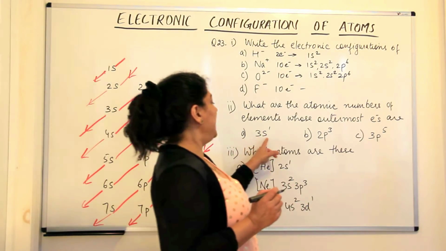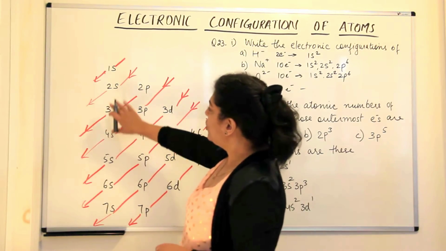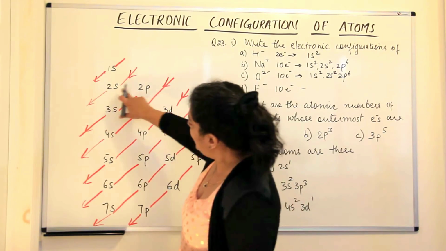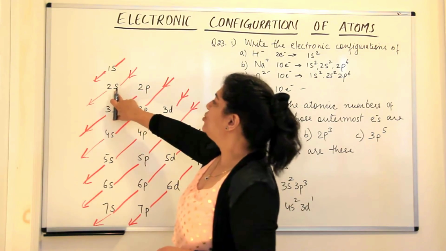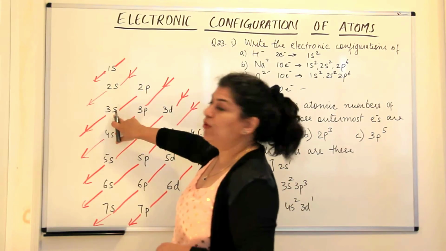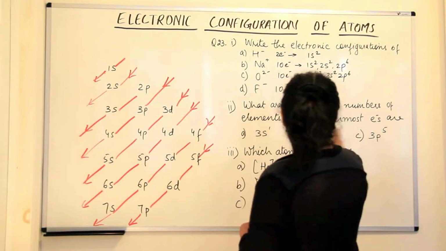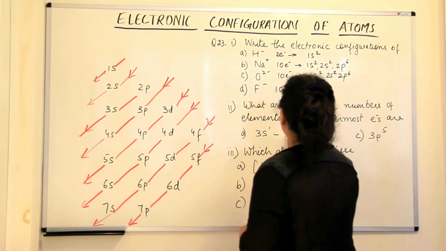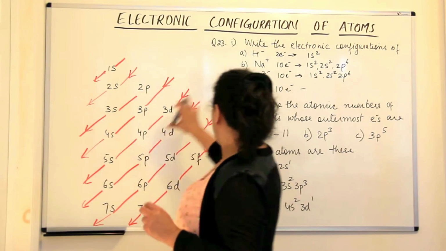So if 3s orbital has 1 electron, let us find 3s. 3s is here. So what all comes before 3s? 2p, 2s and 1s. There are 2 electrons in 1s, 2 in 2s, 6 in 2p, 6, 7, 8, 9, 10 and 1 in 3s. So 11. So what are the atomic numbers? The atomic number of 3s1 will be 11. Am I clear? So you have to just number.